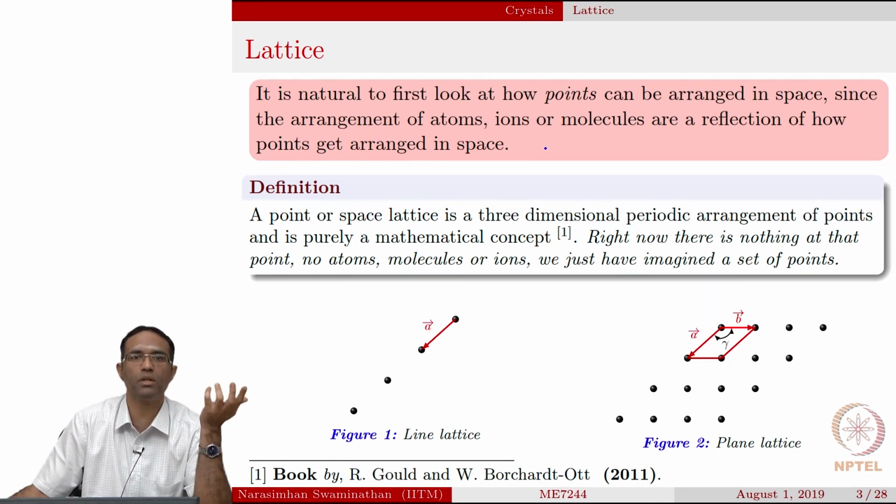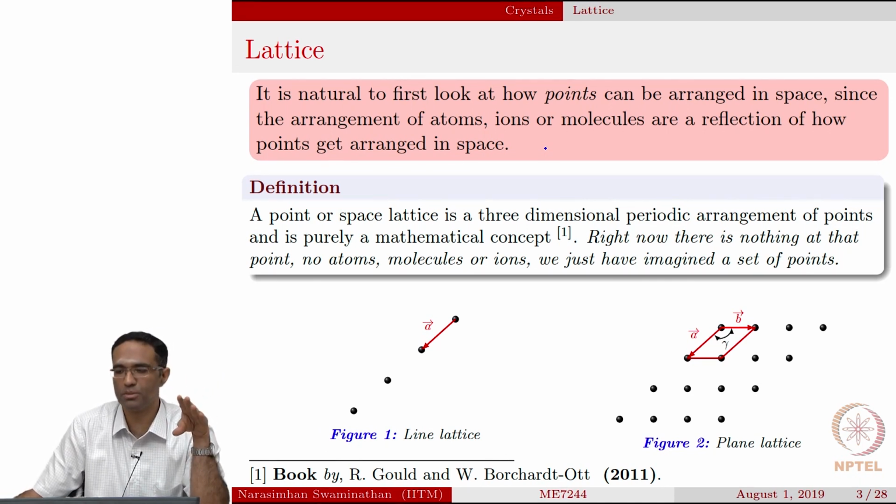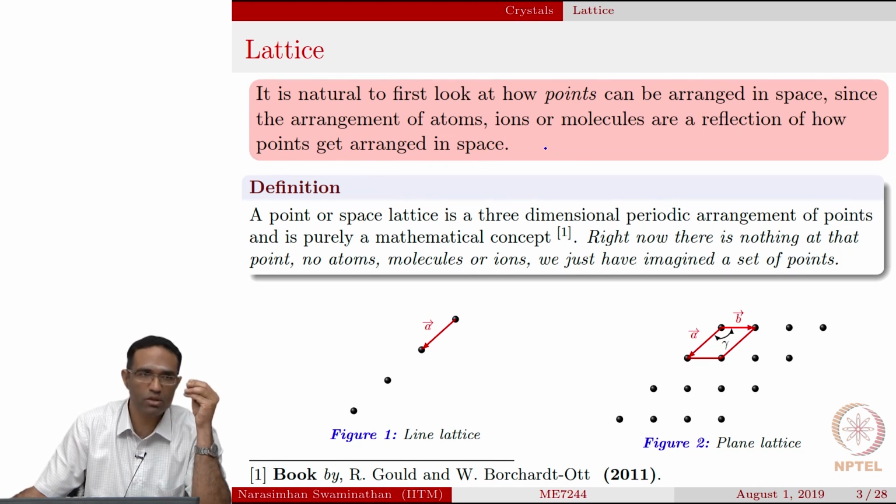So, before we start looking at how to construct crystals and understand some nomenclature related to crystallography, which will help us construct complicated crystal structures, we start with the concept of a lattice. So, lattice concept is associated with understanding how points can be arranged in 3-dimensional space. This is because, when we are talking about arrangement of atoms or ions or molecules, they all are a reflection of how actually points are arranged in 3-dimensional space.